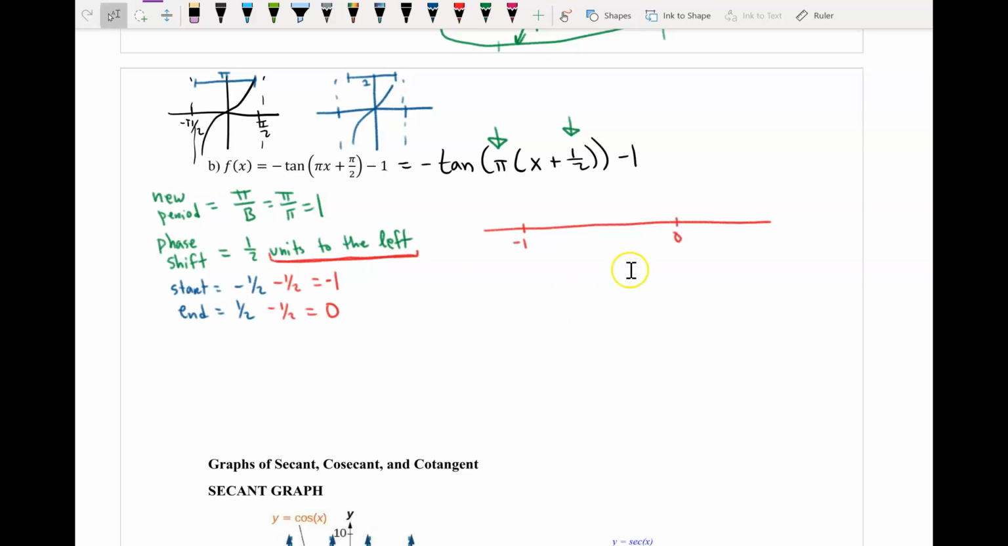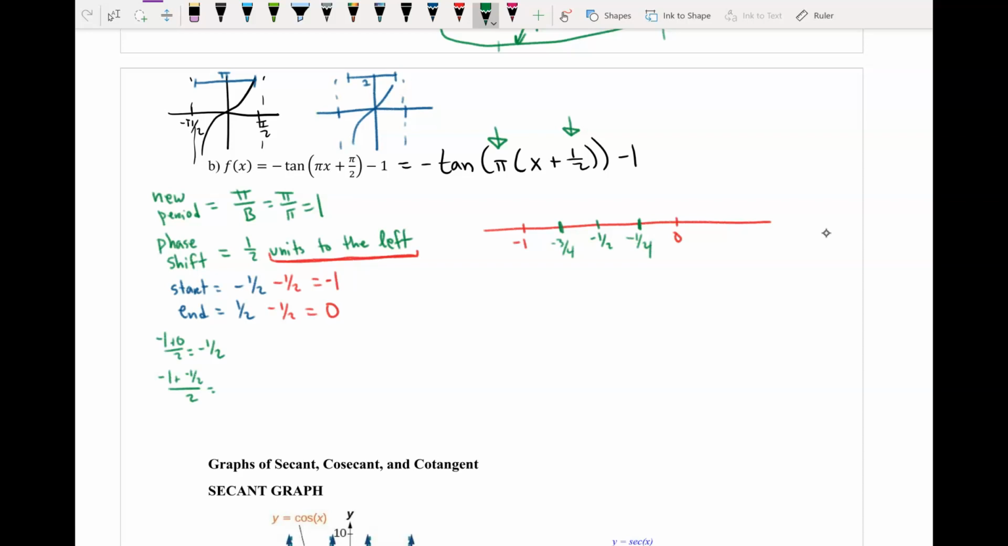Okay, and now all we really got to do is find the midway points. So half of negative 1 and 0 is just negative 1/2. Then halfway between negative 1 and negative 1/2, I'm going to take halfway here. So that's going to give me negative 1 plus negative 1 over 2, divided by 2. That's going to give me negative 3/4. And then halfway between this one and this one will just give me negative 1/4.